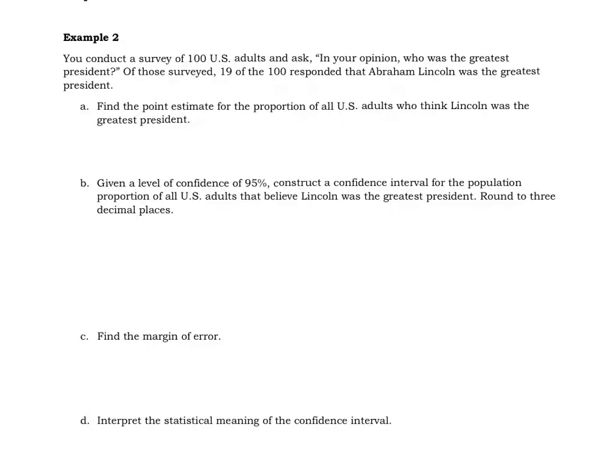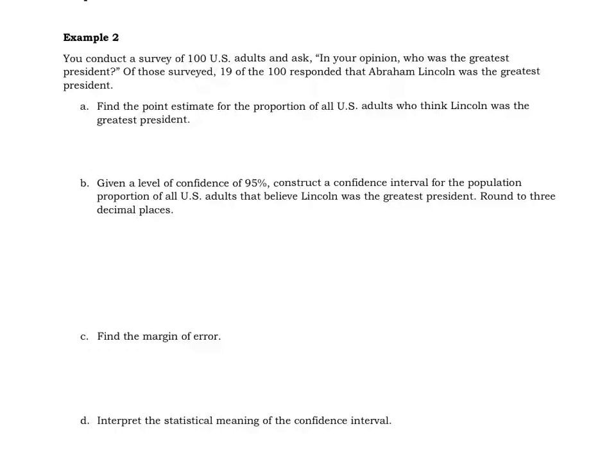All right, so let's take a look at how we would actually make a confidence interval. We survey 100 adults and ask who was the greatest president. Of those 100 people, 19 of them tell you it was Abraham Lincoln. So, first thing, what is the point estimate for the proportion of adults who think Lincoln was the greatest president?